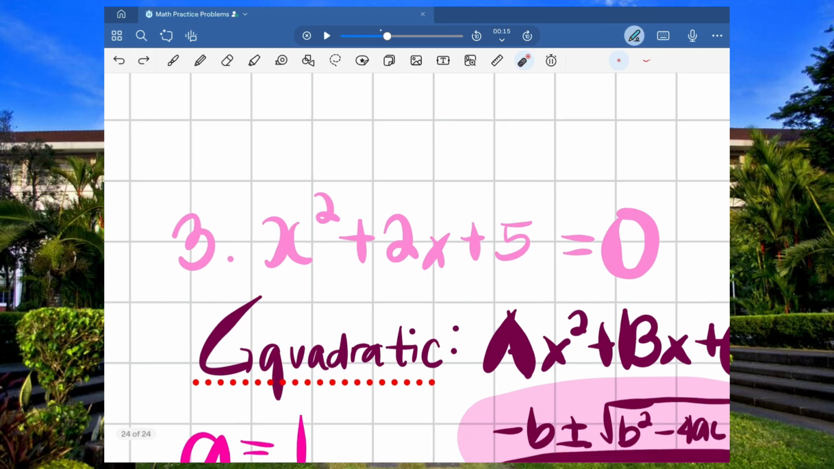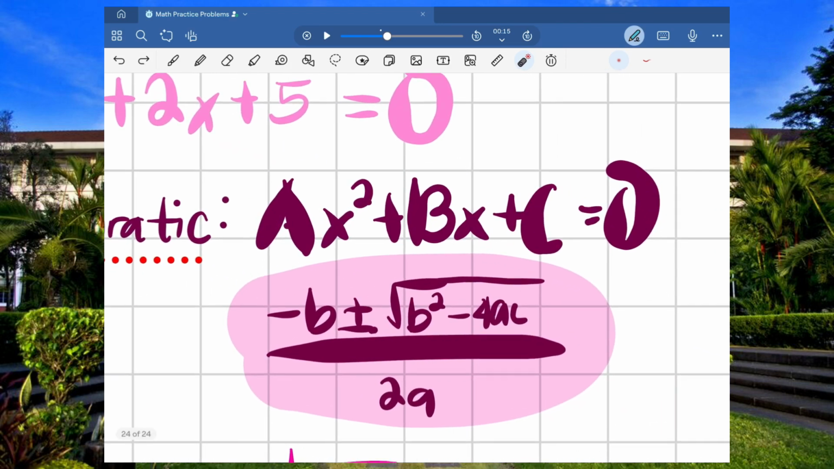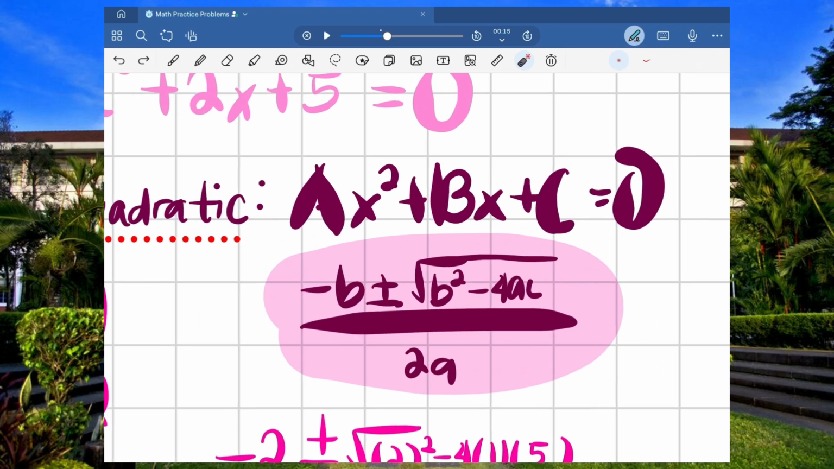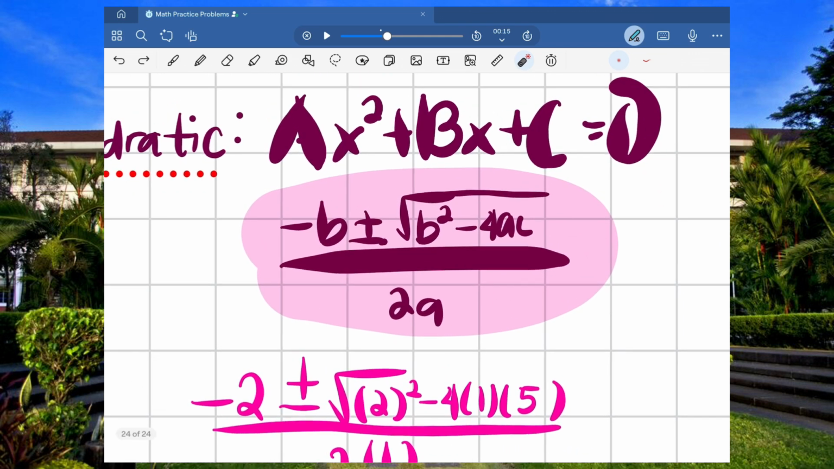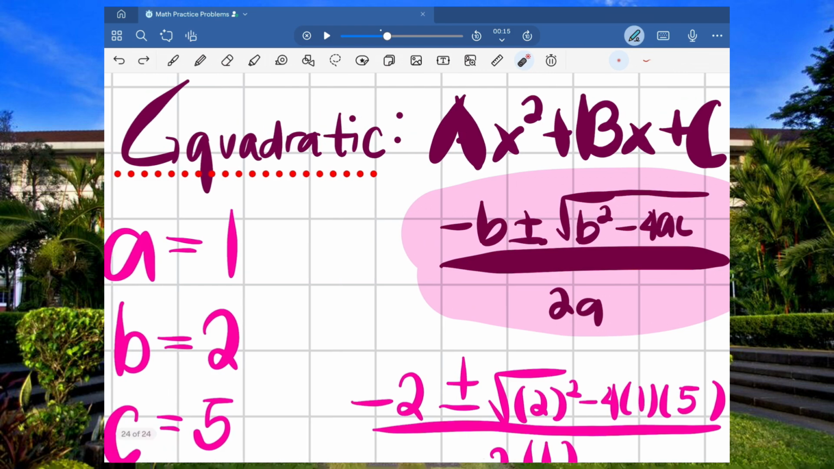Next, we have a quadratic equation. So what we're gonna do is use the quadratic formula. The standard form is ax squared plus bx plus c is equal to 0, and this is the formula of the quadratic: negative b plus or minus square root of b squared minus 4ac, all divided by 2a.